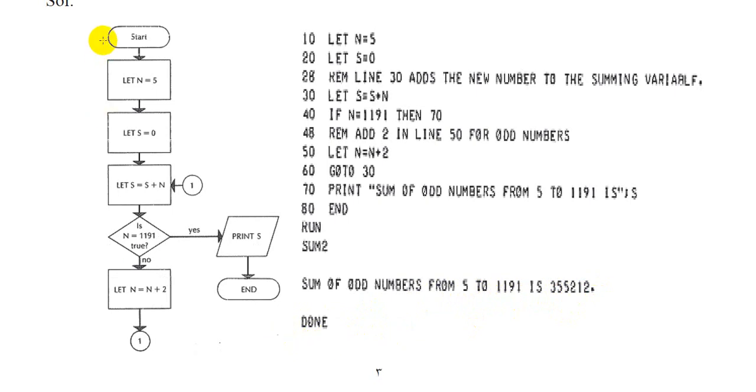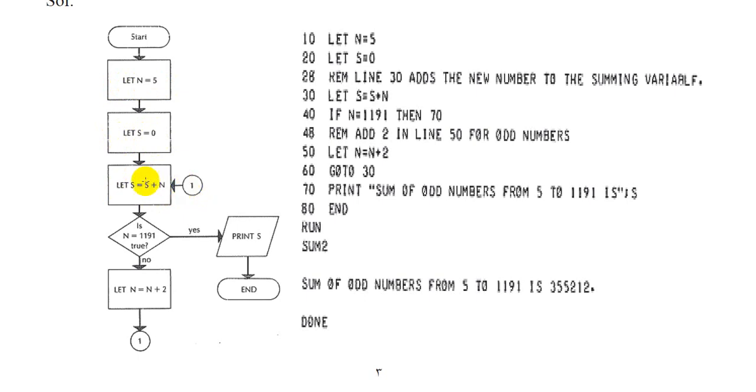The flowchart stipulates as follows. Flowcharts begin with a start ellipse, as you can see here, in the block diagram of the activity performance. Let n equals 5. Let s equal to the indicated amount. Let s equal to 5 plus n. Let s equal to s plus n. In this case, it's done.